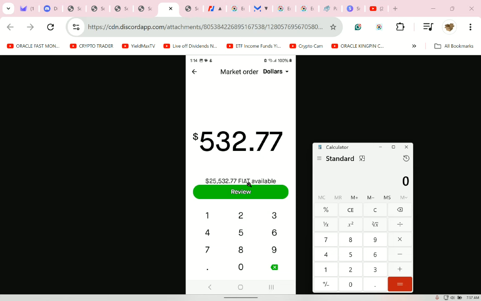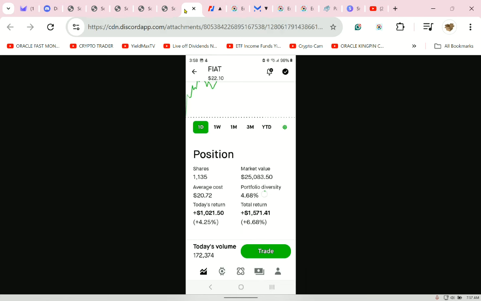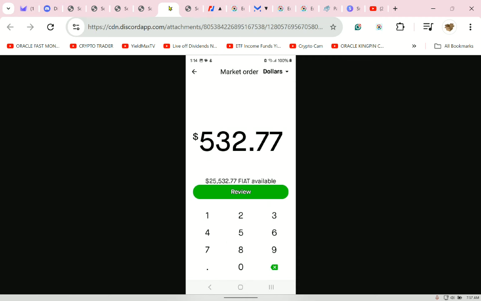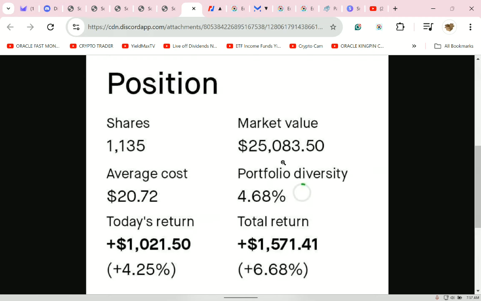Okay? Focus on your core number. Now, for me with fiat, I changed my core number now. Well, after I took that $500, I brought it back down to $25,000. Do you see how it works?